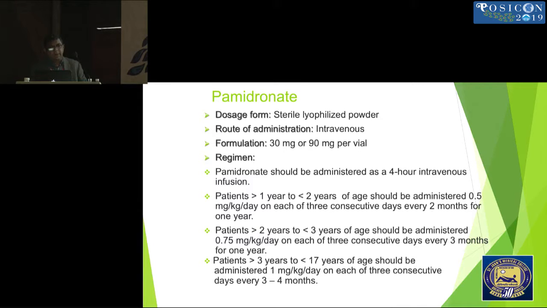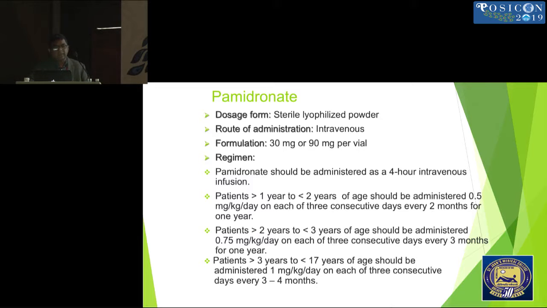So the pamidronate comes as a lyophilized powder. It's used intravenously. The formulations are either 30 milligram or 90 milligram per vial. Usually the patient is admitted in the hospital for 3 to 4 days, and usually gets a 4-hour intravenous infusion.